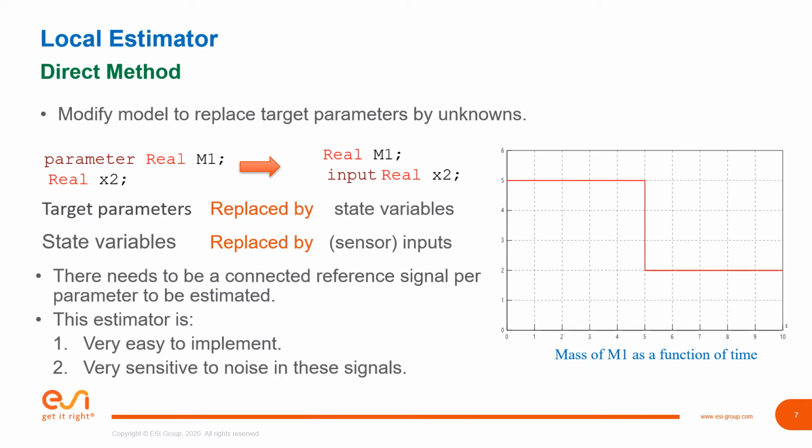So for this method, as we said, we need a reference signal for each target parameter. And in this case, if we have a lot of target parameters, we need a lot of measurements. Usually this method is very simple to implement. As we saw here, we just changed the definition. We didn't do anything else, just changing the definition. But this estimator is very sensitive to noise.